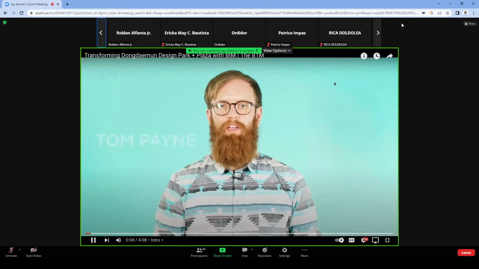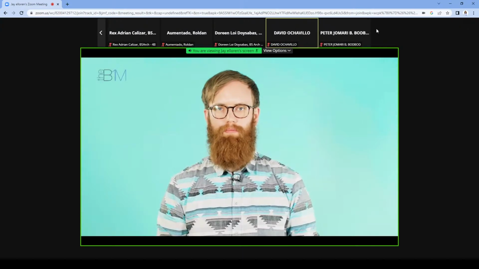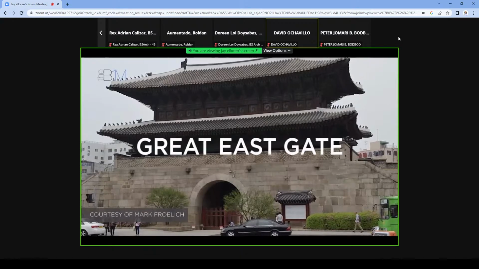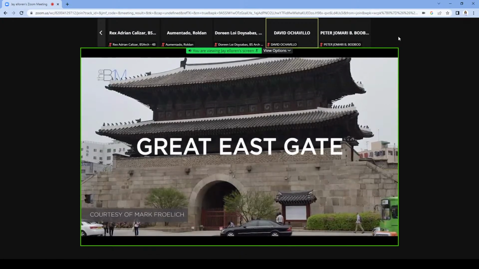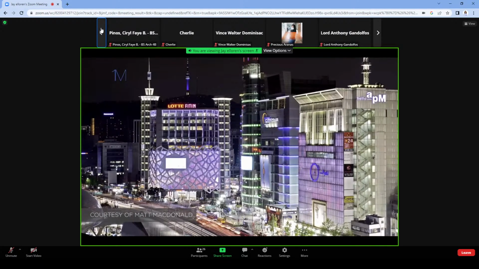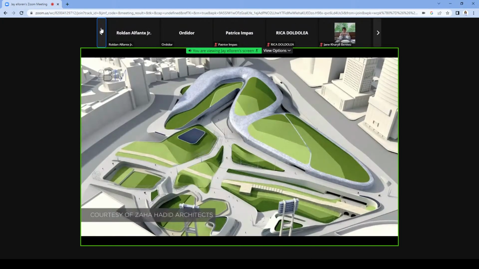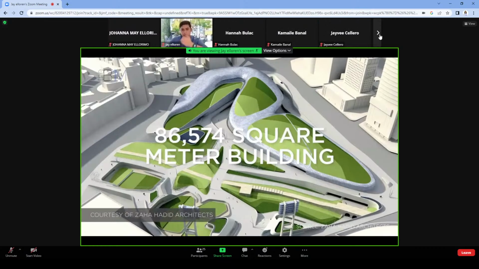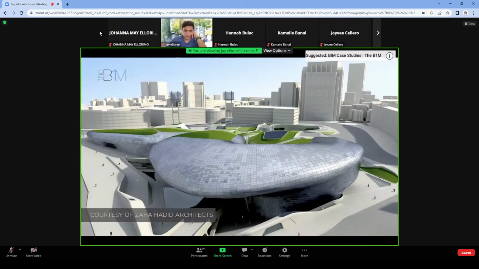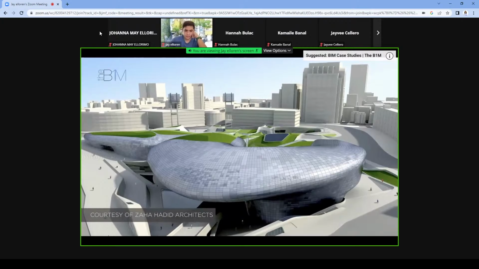Dongdaemun Design Park and Plaza is a public space and building project on the site of a former stadium in Seoul in South Korea. The site area is steeped in history. Dongdaemun means Great East Gate and was one of 4 gates into Seoul during the Chosun dynasty. More recently, the area has become a hub for fashion, media and new technologies. Designed by Zaha Hadid architects, the Dongdaemun project consists of an 86,574 square metre building, a plaza and a landscaped park. The core facility provides space for art exhibitions, conferences, a design museum, design labs and a media centre.